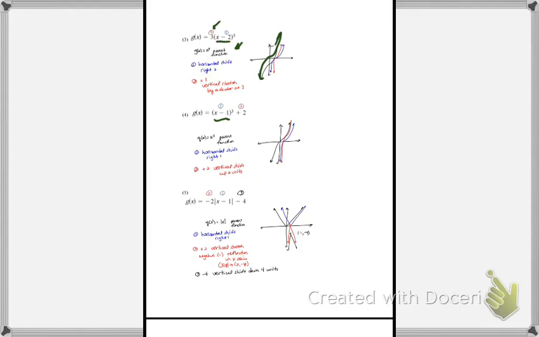Number 4, again, uses a cubing function. Shift it 1 to the left horizontally, to the right horizontally, and then from there, vertical up 2.